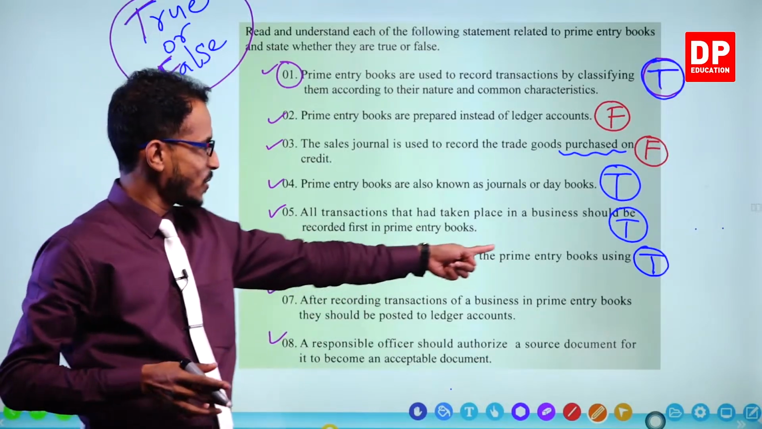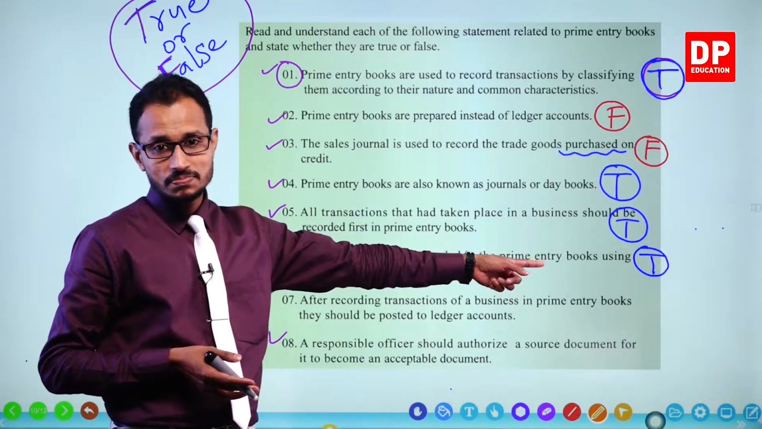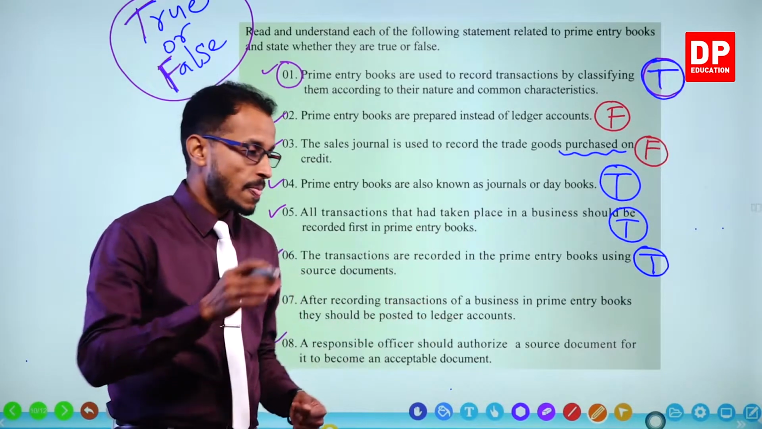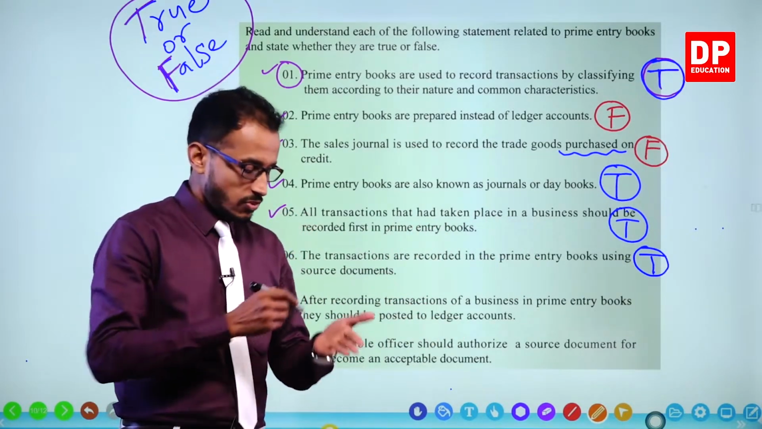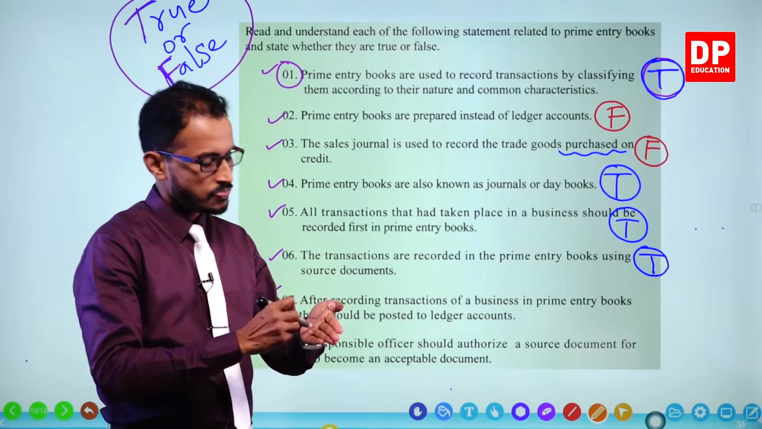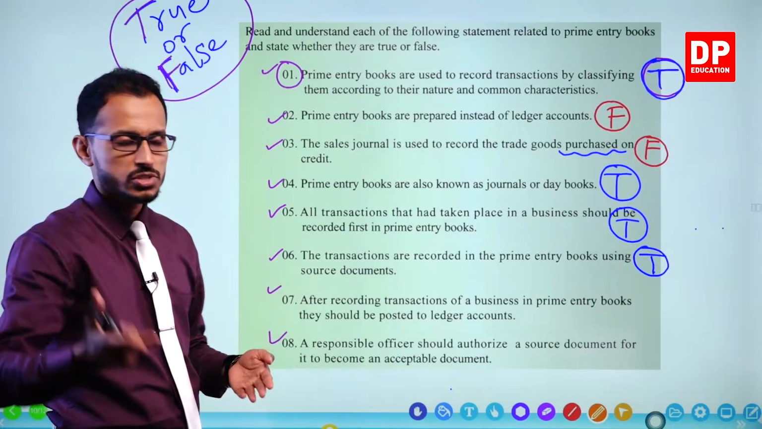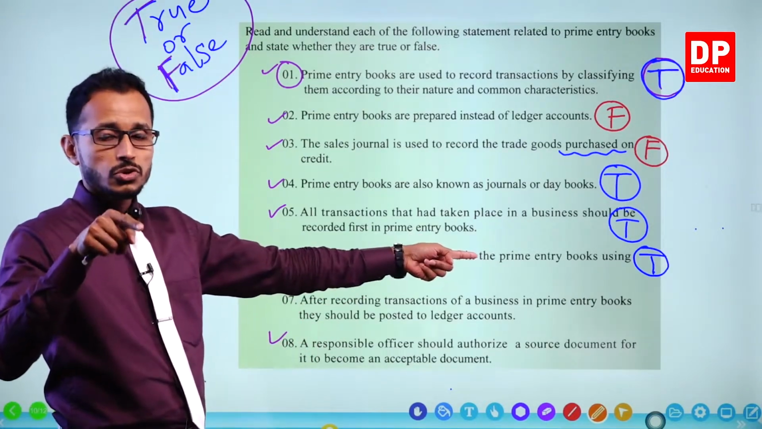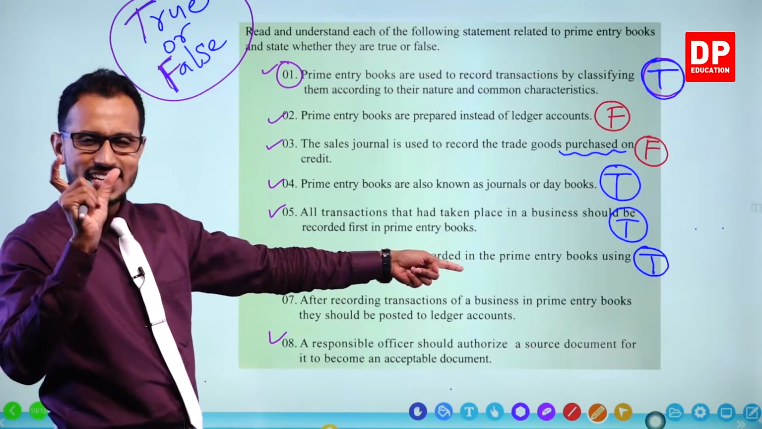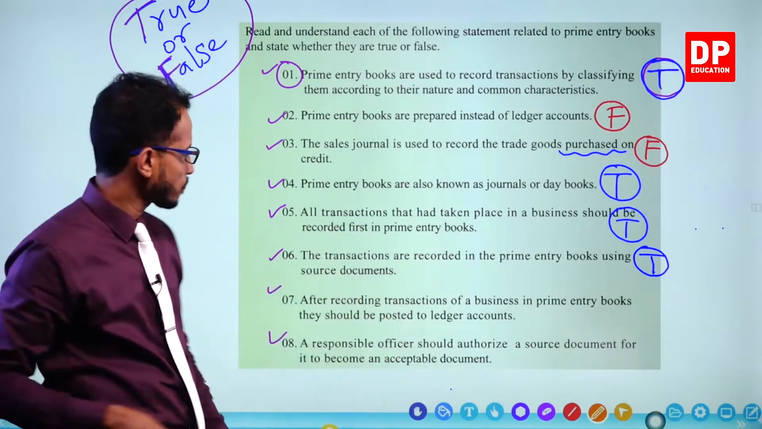Right? So, source documents are the bills. Common word is bills. Every single transaction, for everything that happens in a business, if it is a transaction, you issue a bill, right? You issue a source document. And those source documents are used to get the transaction information to prime books.